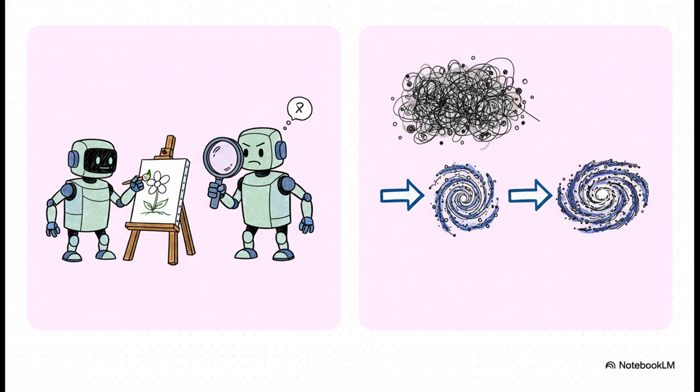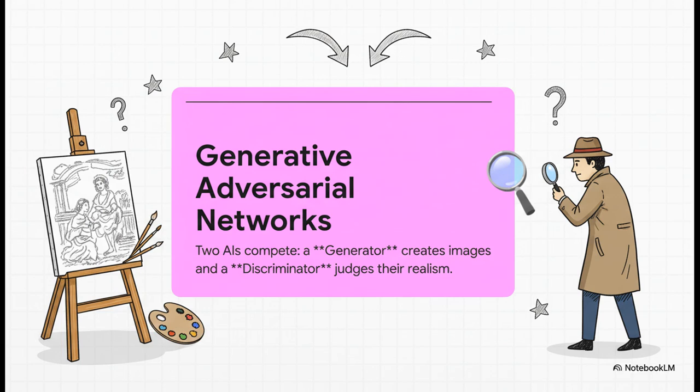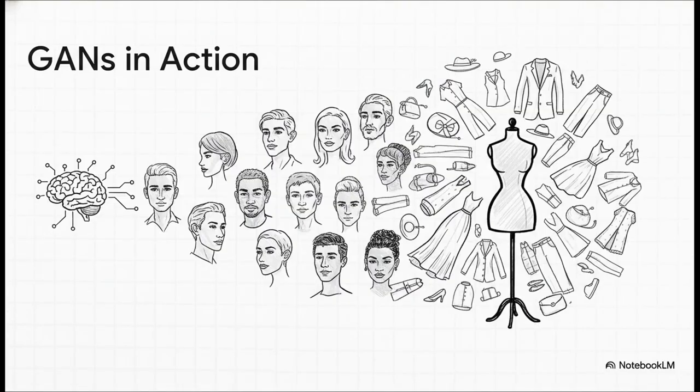It's brilliant, really. Okay, so the best way to wrap your head around GANs is to picture a competition. You've got one AI, the generator, that's basically an art forger. Its whole job is to create the most convincing fake painting it possibly can. Then you have a second AI, the discriminator, who's like a detective. Its only job is to look at the image and decide if it's real or a fake. They go back and forth millions of times until the forger gets so good that the detective literally can't tell the difference anymore.